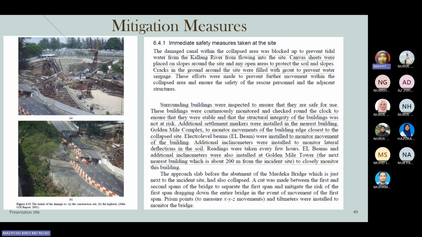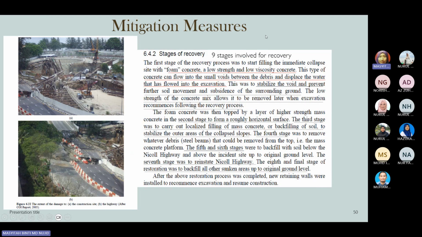And additional settlement markers were installed near the buildings, and additional inclinometers were installed to monitor the lateral deflection in the soil. And also they needed to capture other factors such as water pressure and anything related to the mitigation work to prevent future failure. So if you look at the construction stages, here we're talking about the recovery stages. For the recovery stages, there were 9 stages involved.